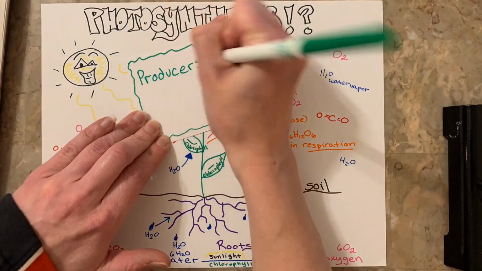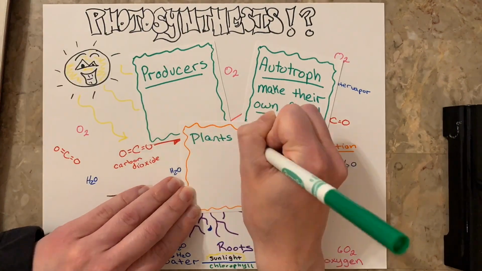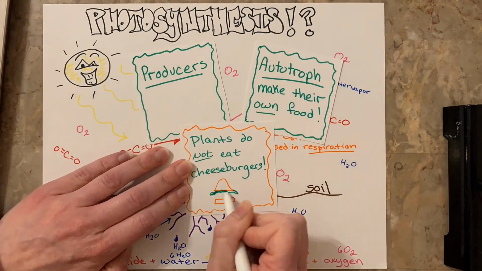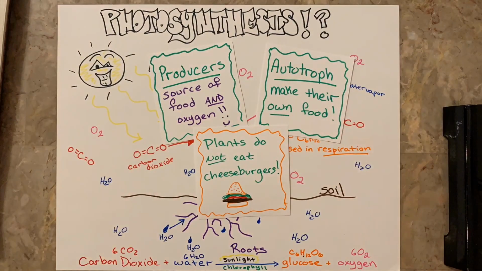Plants are producers that are also called autotrophs because they make their own food. They are not consumers. They do not eat cheeseburgers. Producers are a source of food and oxygen.